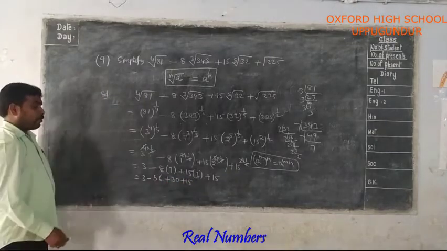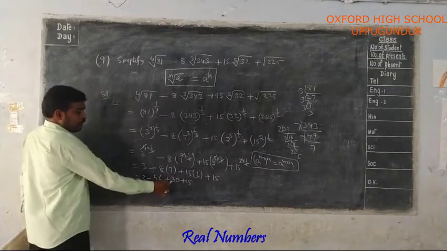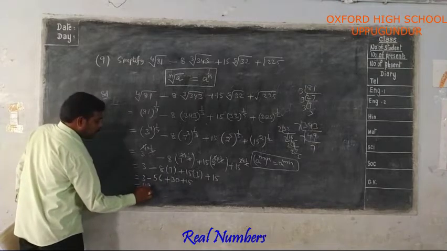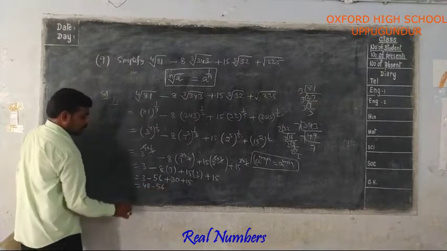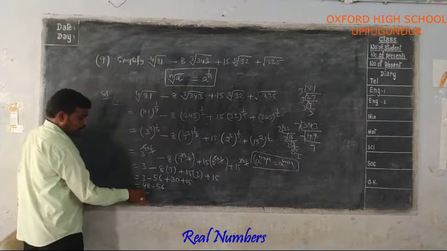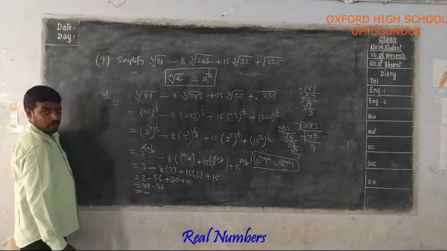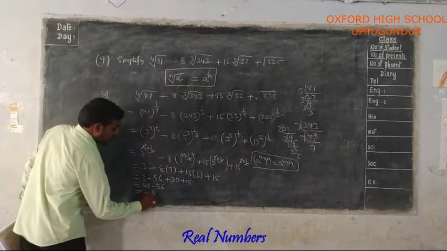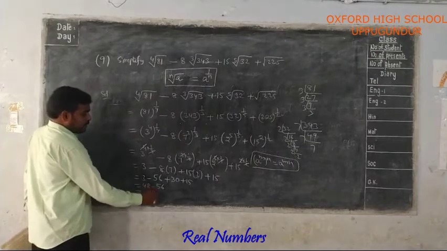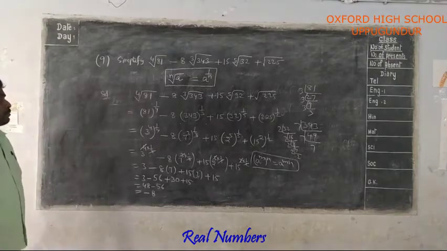Now when you are adding the positives, 30 plus 15 plus 3: 30 plus 15 is 45, 45 plus 3 is 48, minus 56. Among these two, which is greater? 56 is greater. You have to write the negative sign. Then you have to subtract 56 minus 48. 8 you will get. So 48 minus 56 is minus 8. So in this way you can simplify this problem.